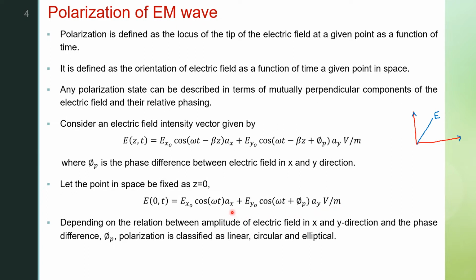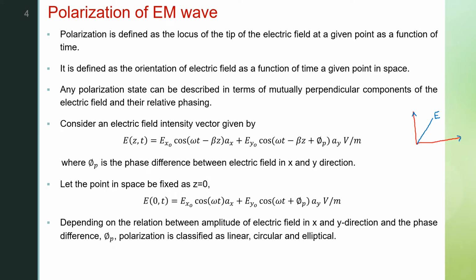Here Ax is the unit vector for the x component and Ay is the unit vector for the y component. Depending upon the relative amplitudes of the electric field in the x and y directions, that is Ex0 and Ey0, and the phase difference between them, phi p, the polarization can be classified as linear polarization, circular polarization and elliptical polarization.